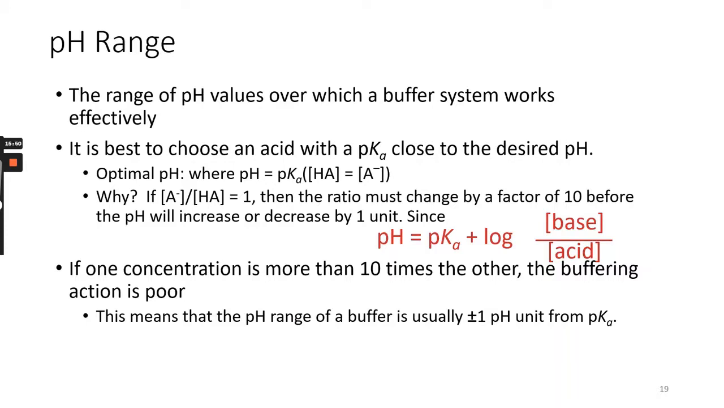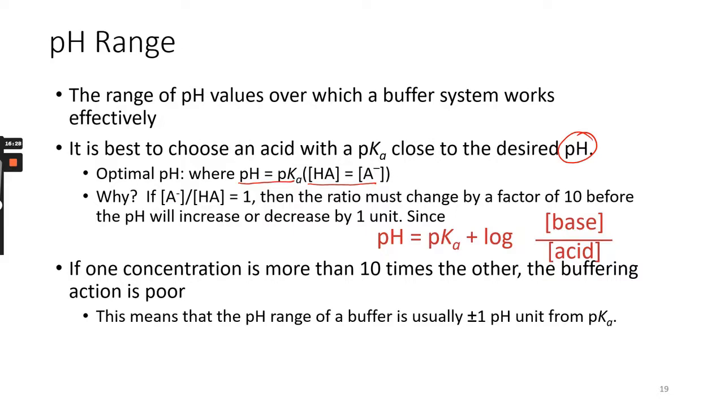The range at which the pH can vary in a buffer system, okay? Well, it's best to choose an acid when you're making your buffer solution with a pKa that is close to the desired pH that you want to buffer. So determine what pH range you want to buffer, and then look for an acid that has a pKa similar to your pH value. The optimum is when pH equals pKa, and that means the concentration of your acid is equal to the concentration of your conjugate base.